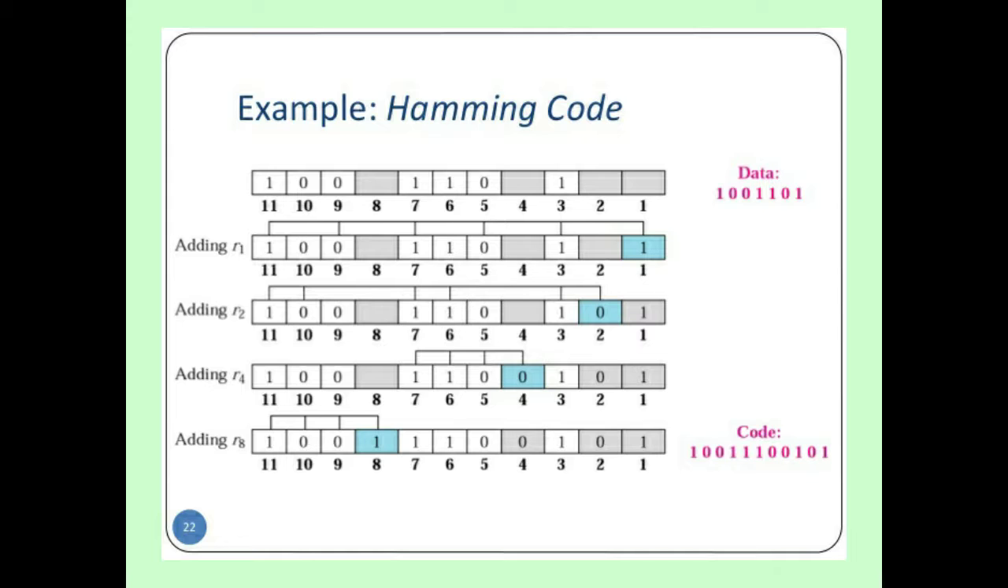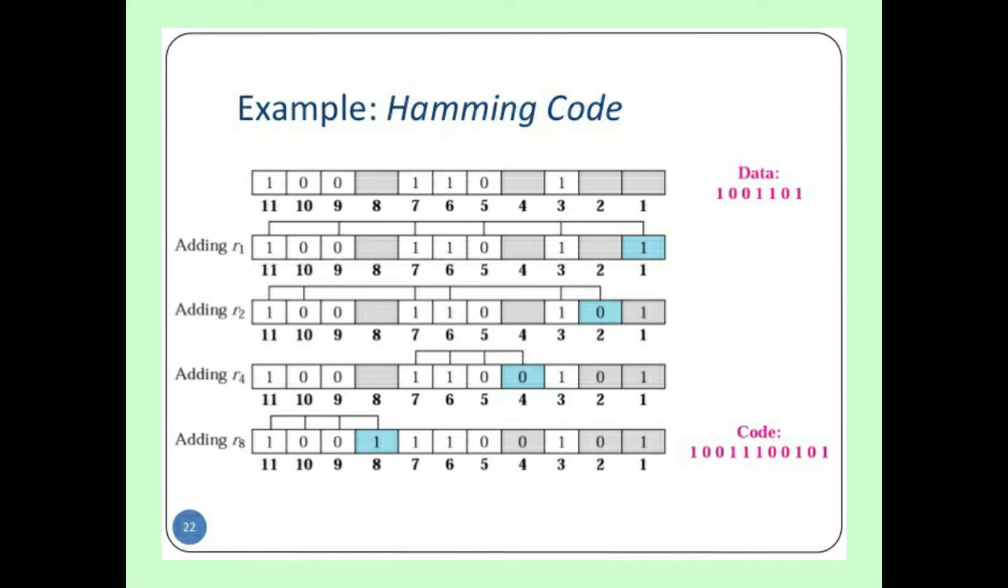Now the next one, R2. For R2, what positions do you have to consider? 2, 3. Skip 4, 5. Consider 6, 7. Skip 8, 9. Consider 10. Now you calculate the number of ones. The number of ones is 1, 2, 3, 4. The number of ones is even. So the redundancy bit is set to 0 because there is already an even number of ones.